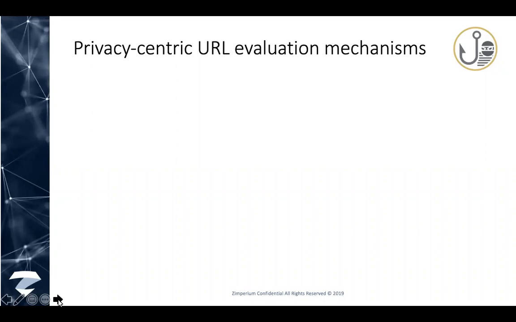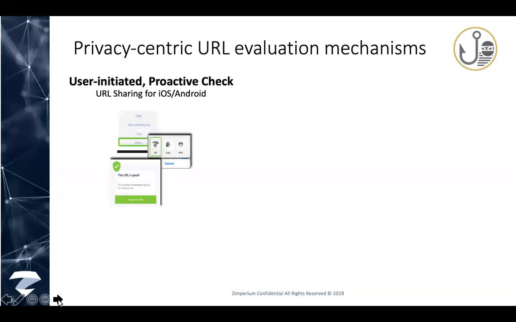Okay, we have 2 primary ways that we feed URLs to the engine. One is user-initiated. Literally, you just long press and say, hey, I want to share this and see whether or not this is bad. So in that case, it's whatever the user sends out, no problem whatsoever.